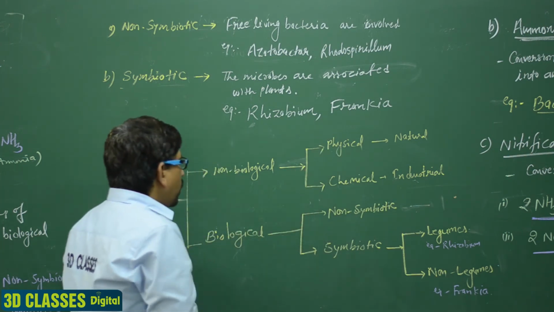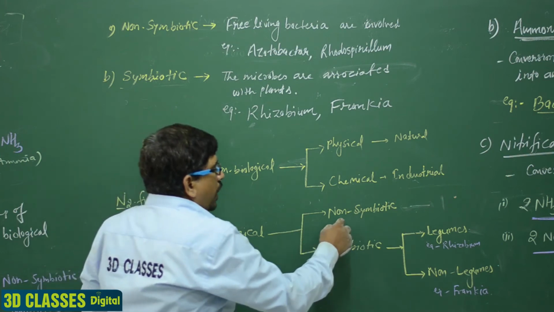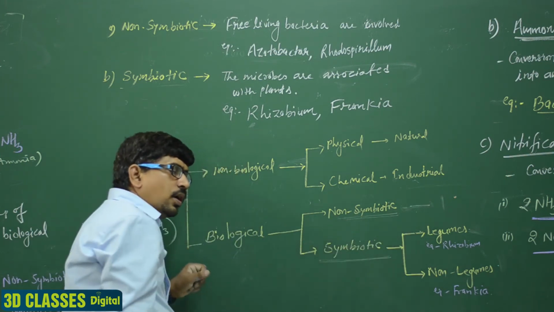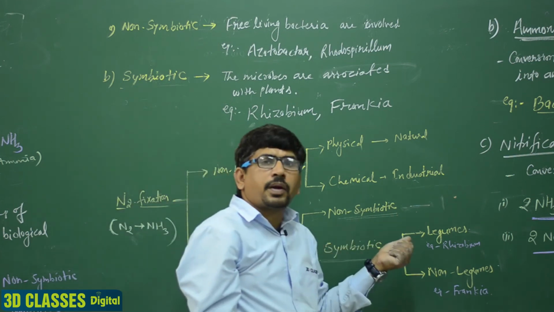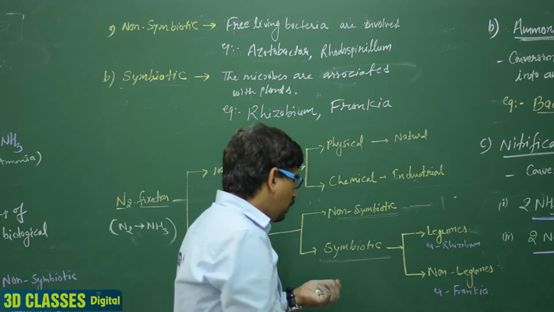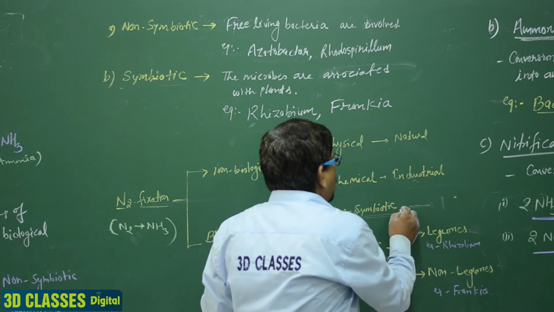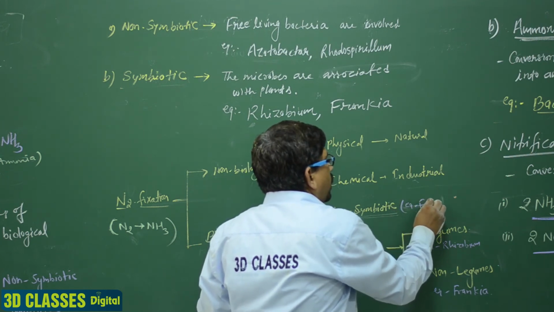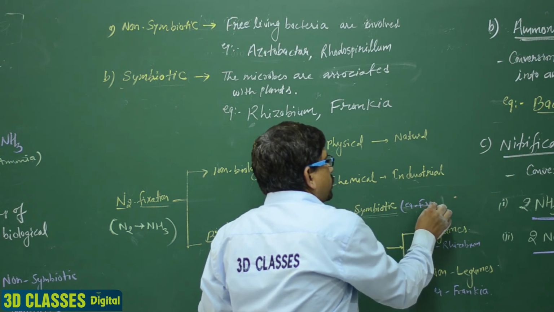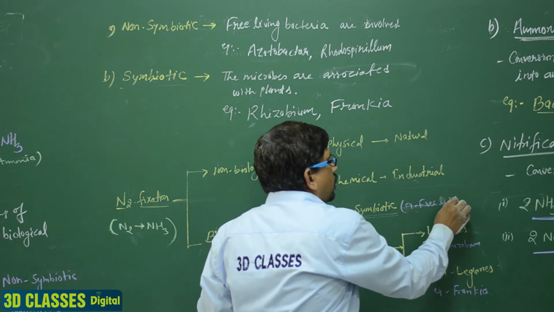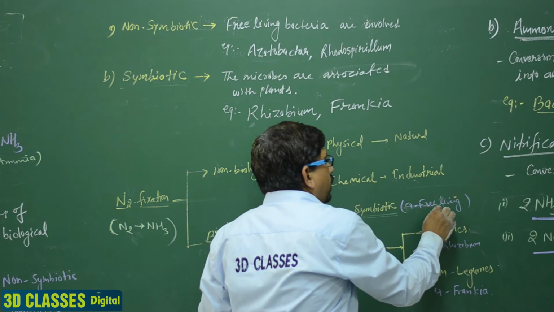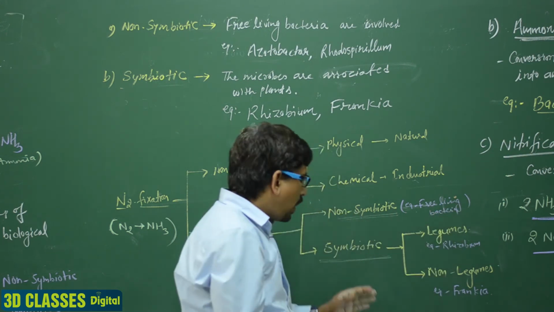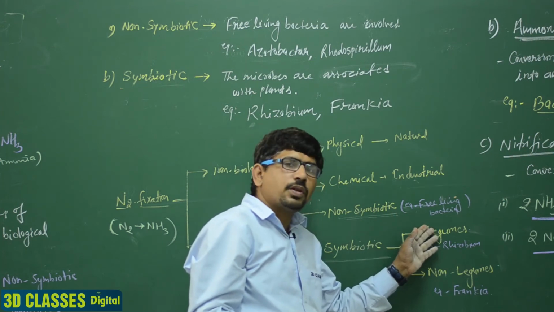The second one is biological. Biological is divided into two types on the basis of microbes, non-symbiotic and symbiotic. Non-symbiotic means free living bacteria are involved. And in symbiotic, the legumes.